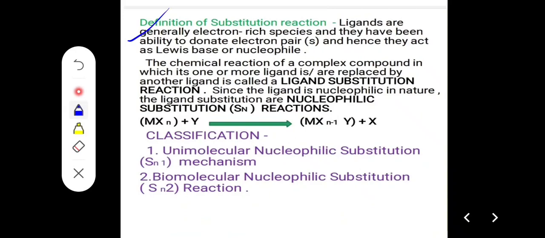Lewis bases are the bases that always show a tendency to donate their lone pair or electron density to the positive metal or any positive site. And a nucleophile we can term as a nucleus loving group, which always loves the positive side.